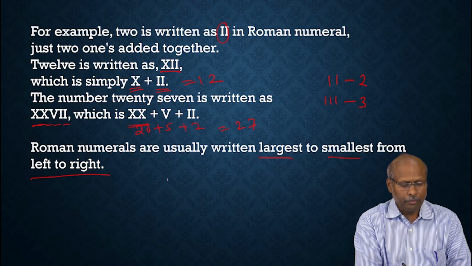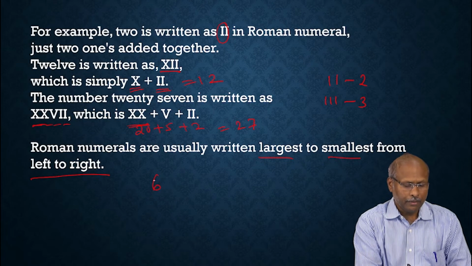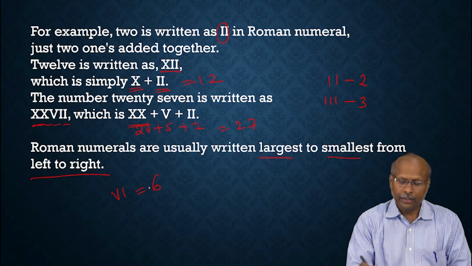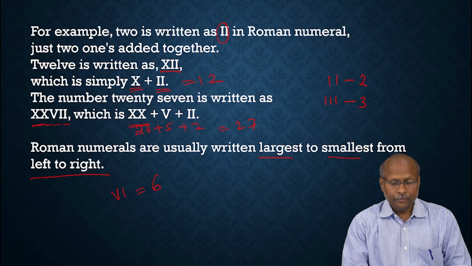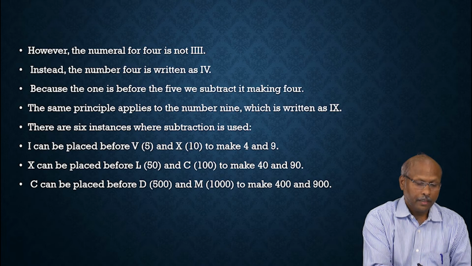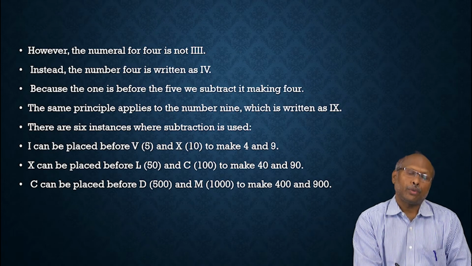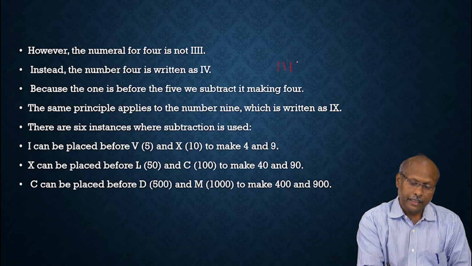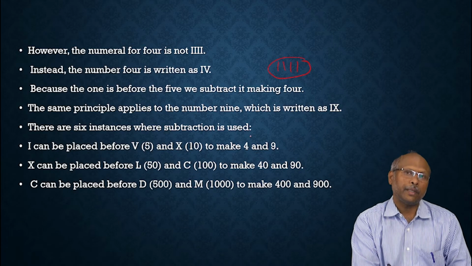If I assume 6, how will you write it? That means VI. V means 5, I means 1. So 5 plus 1, that is 6. This is the way you convert from Roman to integer. Similarly, there are some special cases. For example, I may ask for 4. Generally, you can imagine writing four I's, but this is not a valid Roman number.